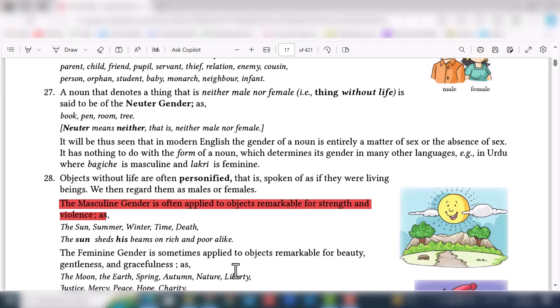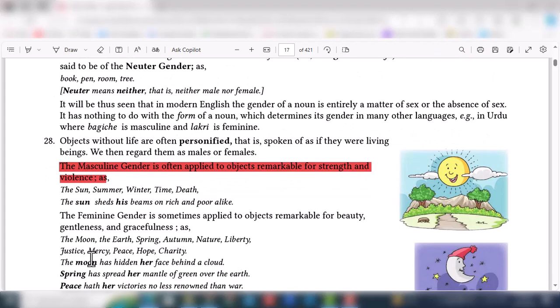The feminine gender is sometimes applied to objects remarkable for beauty, gentleness, and gracefulness. These are feminine genders, like the moon, the earth, spring, autumn, nature, liberty, justice, mercy, peace, hope, charity. These are feminine because they apply to objects remarkable for beauty. So the masculine gender is often applied to objects remarkable for strength and violence.